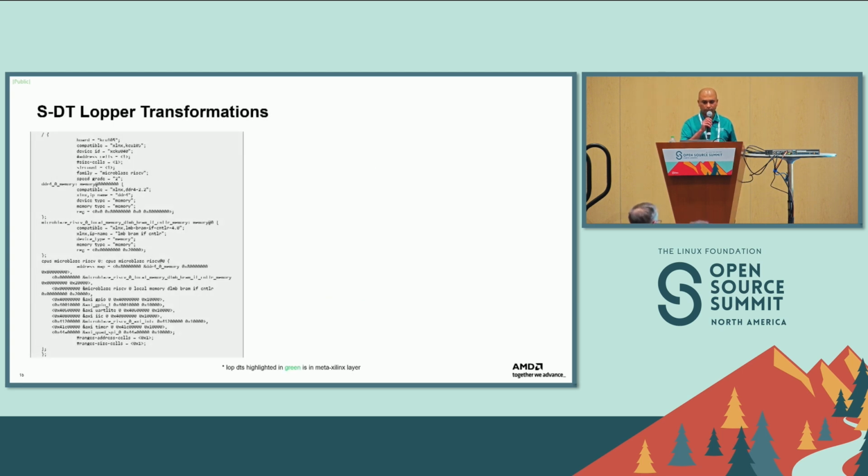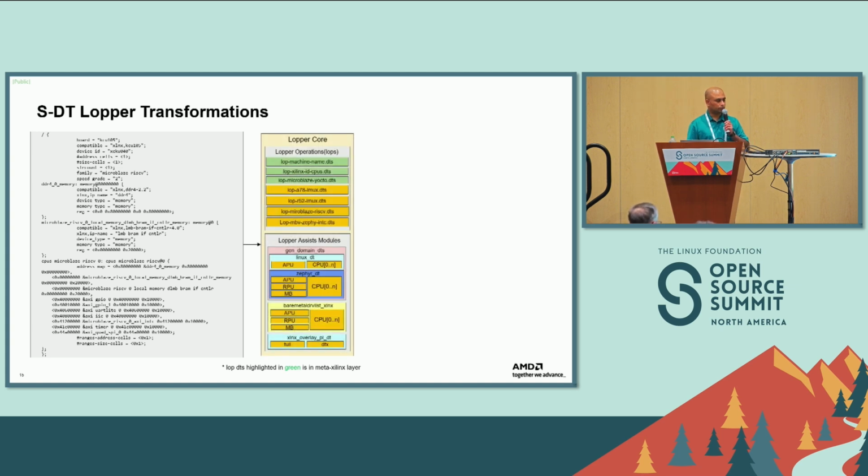So now we have the system device tree. How do we transform that system device tree into a Lopper transformed output? This is how the output of the system device tree looks like. Lopper has the core, and it has multiple lops, of which the first three highlighted in green are part of the meta-zephyr layer. Basically, these lops files are used to convert your device tree to a machine configuration file for Yocto builds.